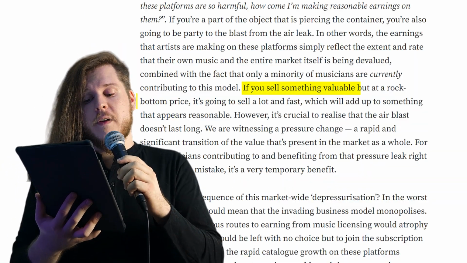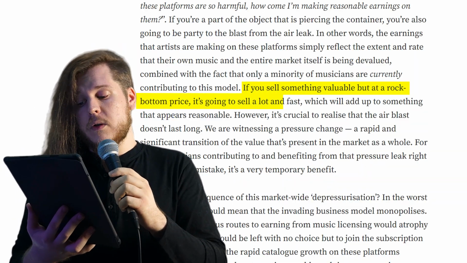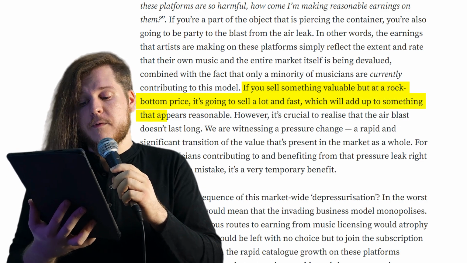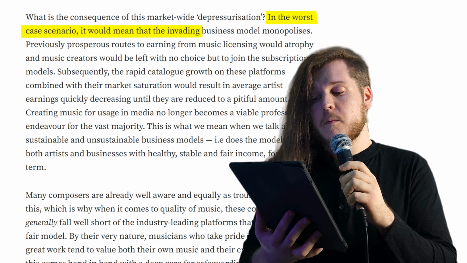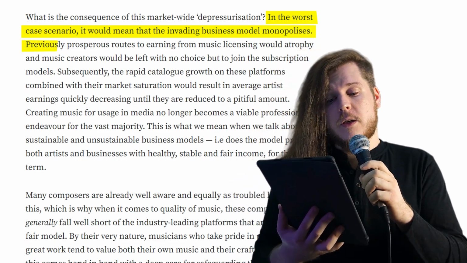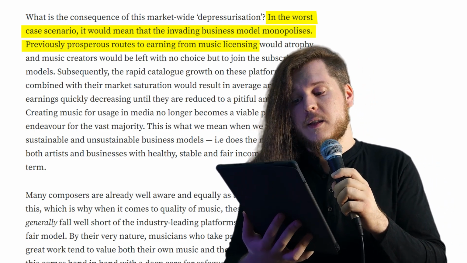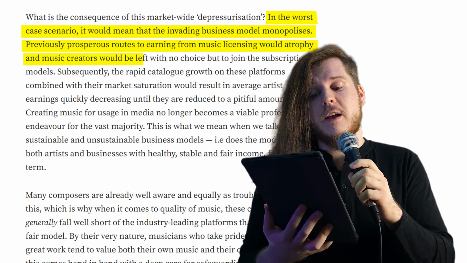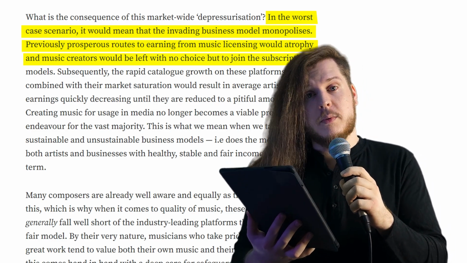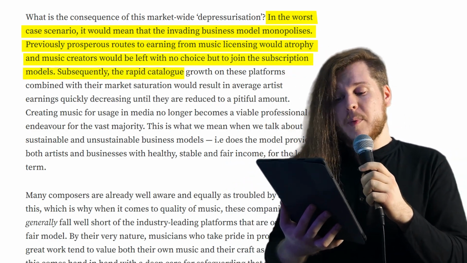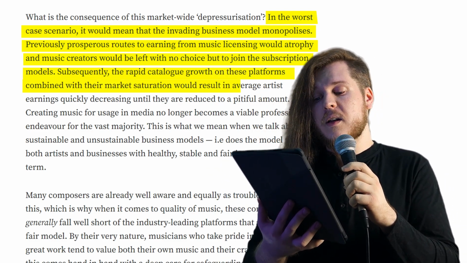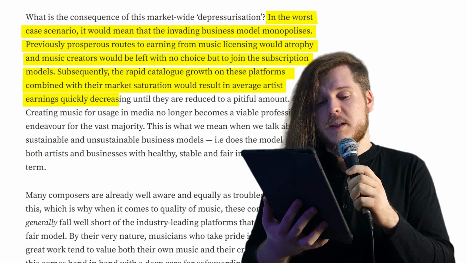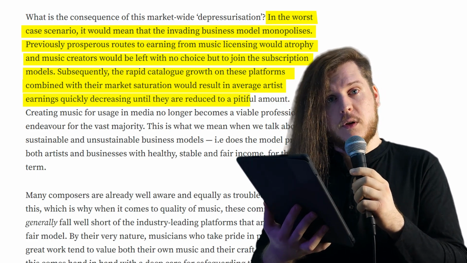If you sell something valuable but at a rock bottom price, it's going to sell a lot and fast, which will add up to something that appears reasonable. In the worst case scenario, it would mean that the invading business models monopolizes. Previously prosperous routes to earning from music licensing would atrophy, and music creators would be left with no choice but to join the subscription models. Subsequently, the rapid catalog growth on these platforms combined with their market saturation would result in an average artist earnings quickly decreasing until they are reduced to a pitiful amount.